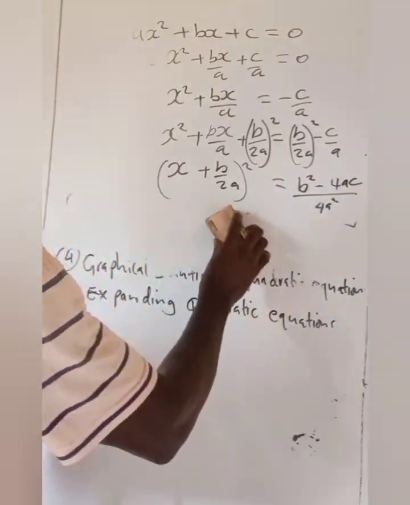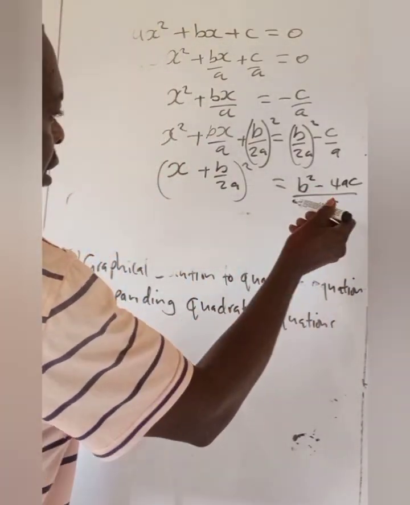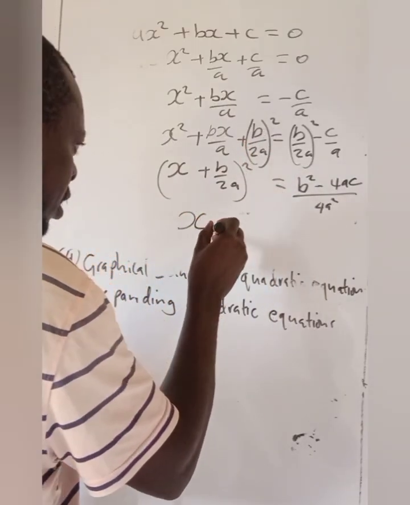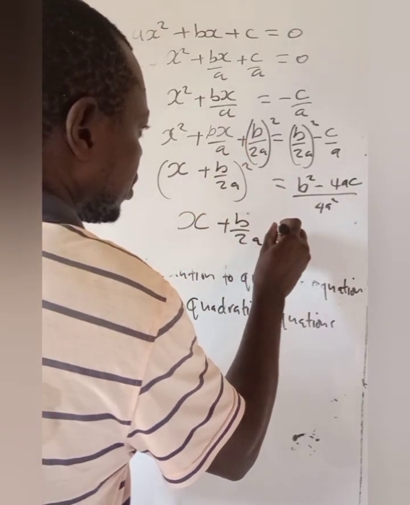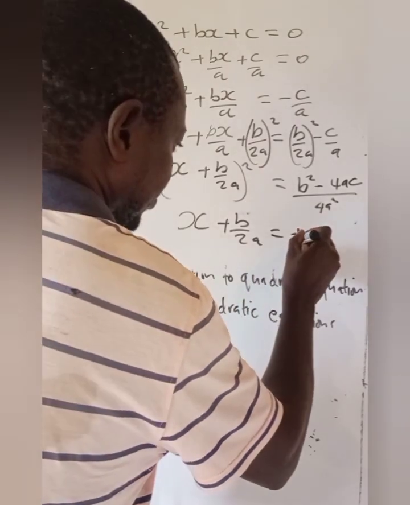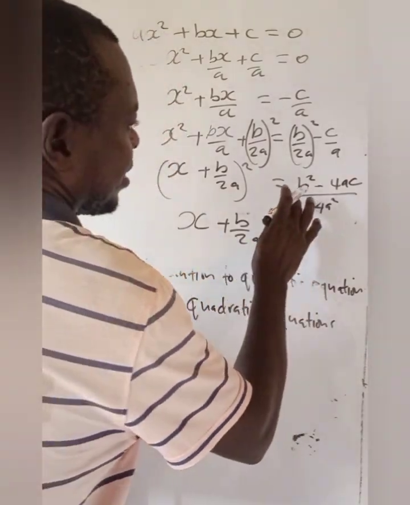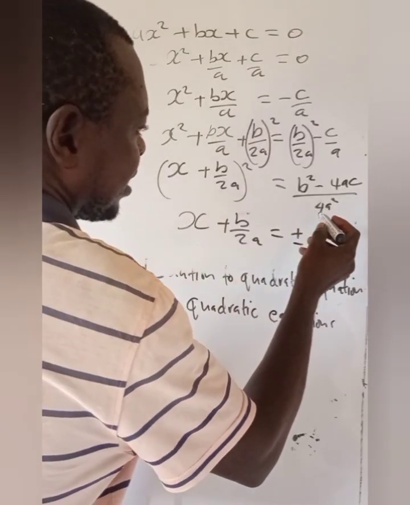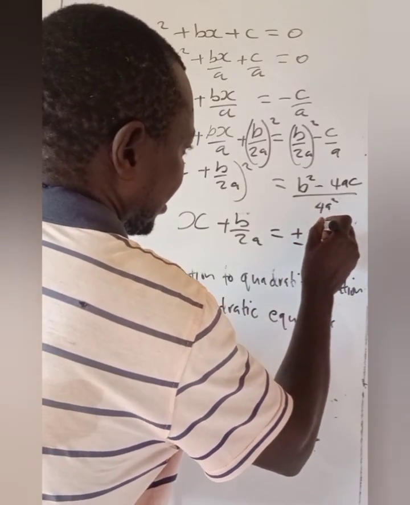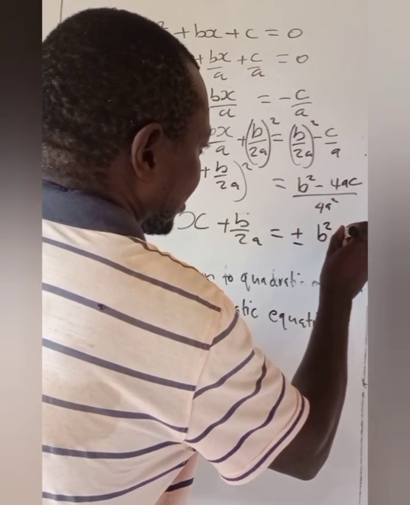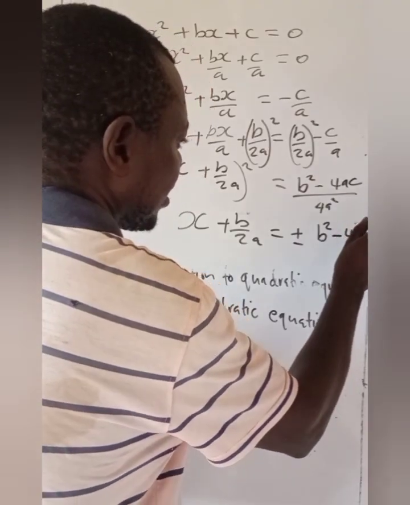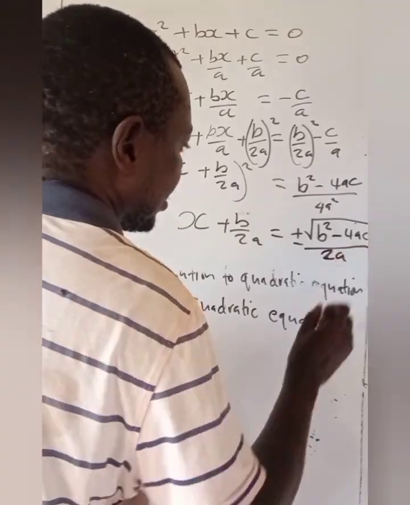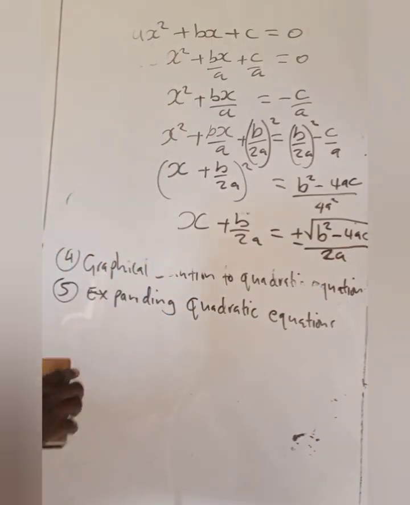Now the next step is to take the square root on both sides. If we take the square root on both sides, it shall cancel with this power, so that we have x plus b over 2a is equal to positive or negative of this part. Now, you can see the upper part will remain b squared minus 4ac. You cannot get the square root of that, but you can get the square root of the denominator, which becomes 2a.